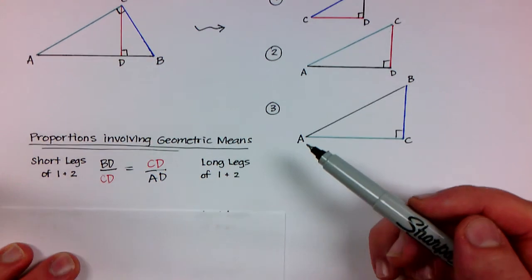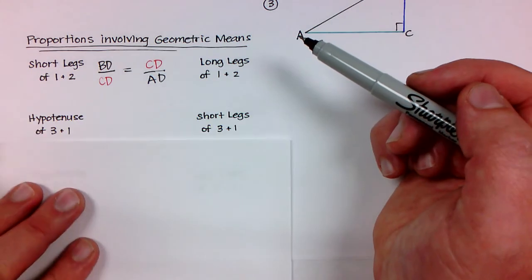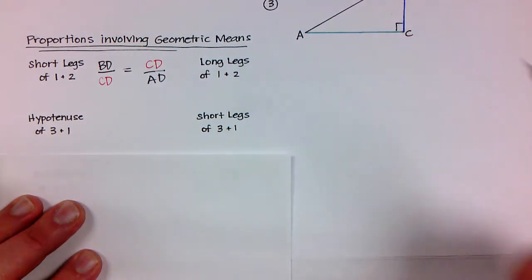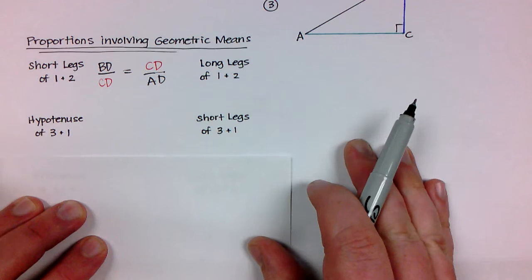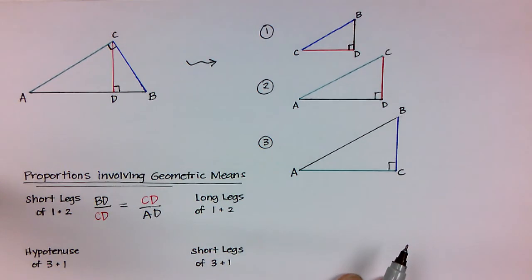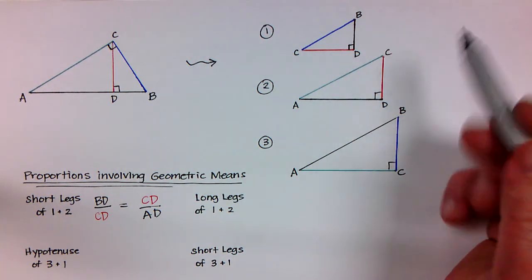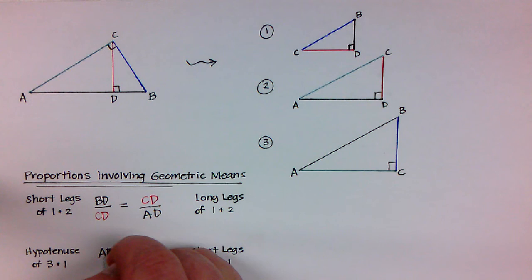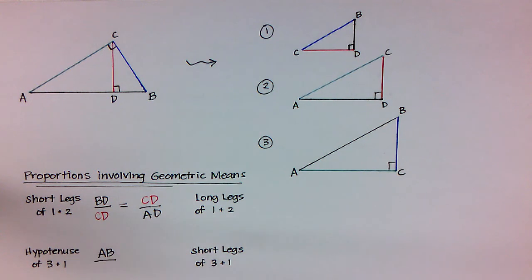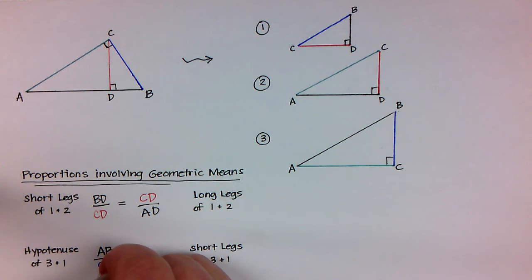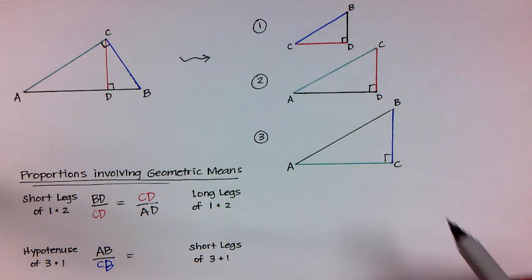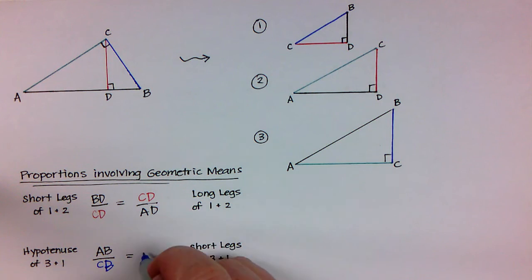The next one that we're going to look at, let me move this up, is the hypotenuse of 3 and 1, and also the short legs of 3 and 1. So looking back to the top, the hypotenuse of 3 is AB, and the hypotenuse of 1 is CB. And this is equal to the short leg of number 3, so that would be BC, or CB again, and the short leg of 1, which would be BD. Kind of cool. See how we have CB in both of those?